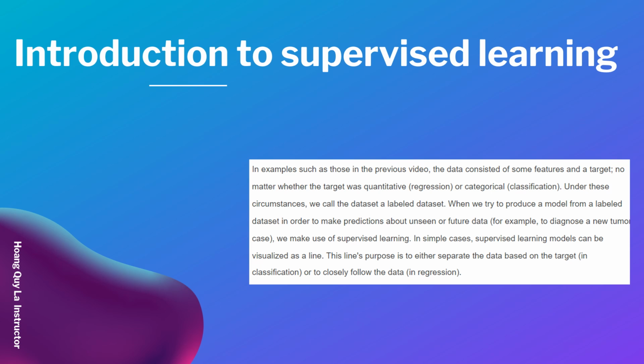In simple cases, supervised learning models can be visualized as a line. This line's purpose is to either separate the data based on the target in classification, or closely follow the data in a regression.